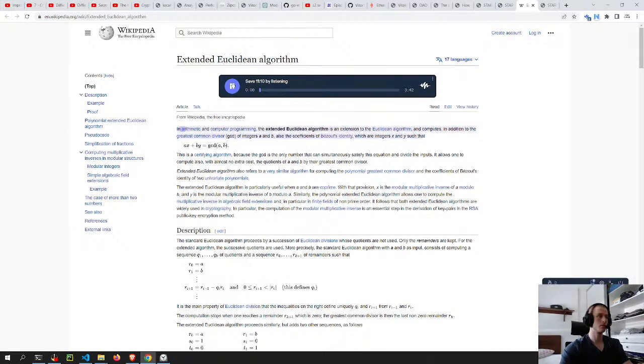Extended Euclidean algorithm. In arithmetic and computer programming, the extended Euclidean algorithm is an extension to the Euclidean algorithm and computes, in addition to the greatest common divisor, GCD, of integers a and b, also the coefficients of Bezout's identity, which are integers x and y such that this is a certifying algorithm because the GCD is the only number that can simultaneously satisfy this equation and divide the inputs.